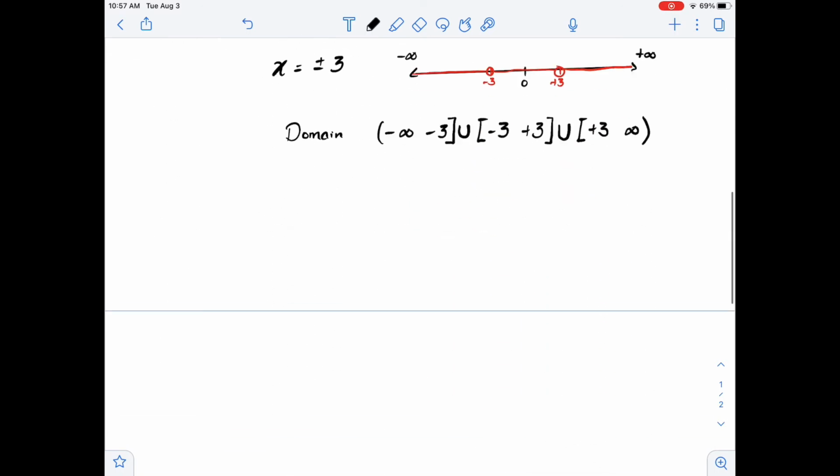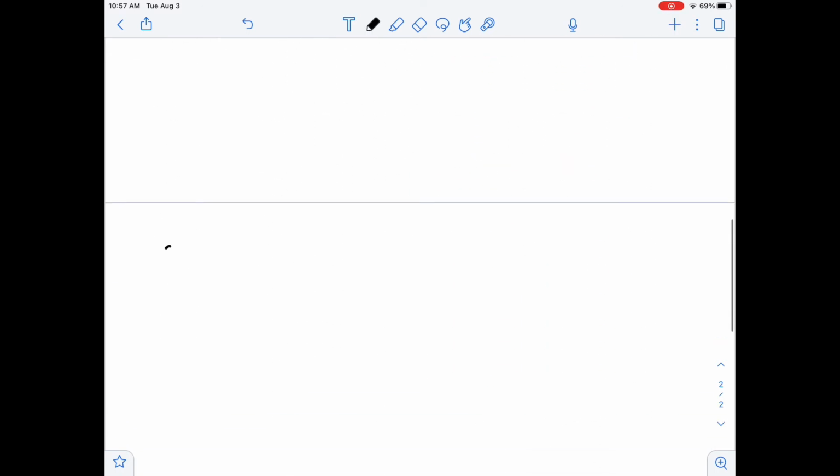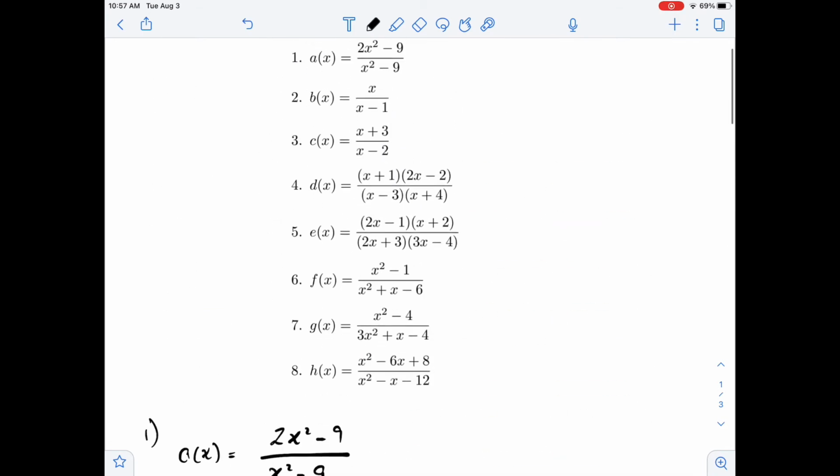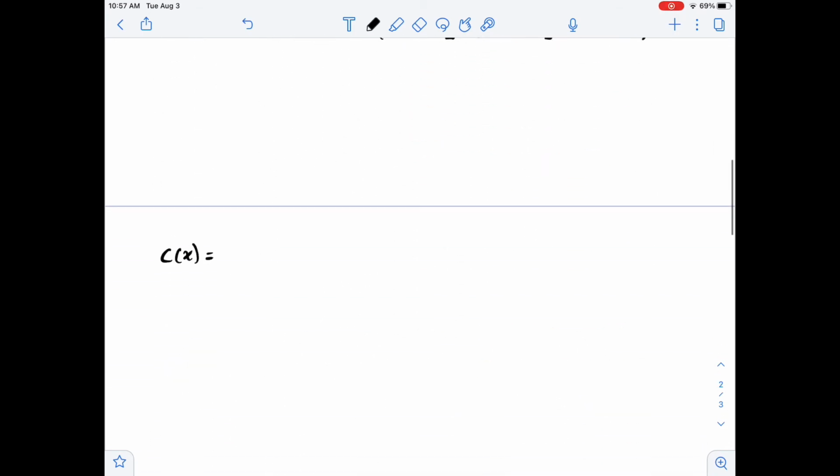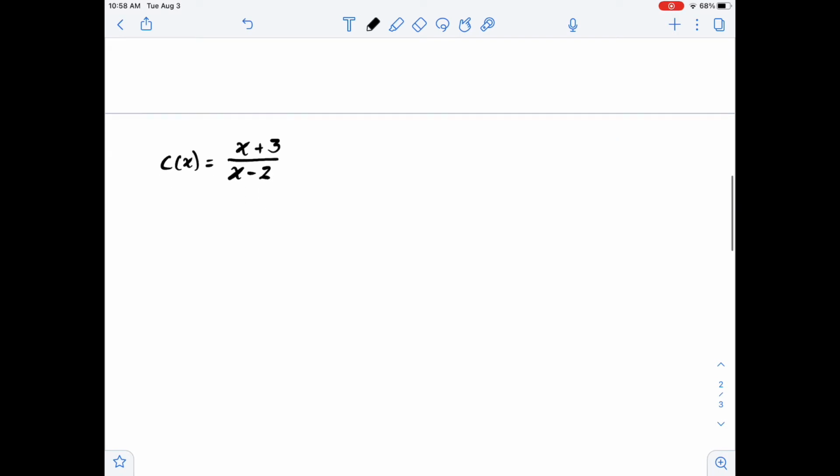It is c of x, and down here, c of x is equal to x plus 3 over x minus 2. All right, there it is, a rational function. Again, note that I have a linear polynomial in my numerator and a linear polynomial in my denominator. But now I have to take the ratio of those, and so I have a rational function. How do I find the domain? It's the domain that I'm interested in today. How do I find the domain?